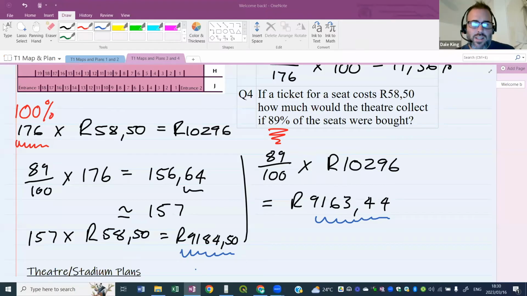Anybody? Why is there a slight difference in our answer here? We're doing the same thing. On the left, we said 89% of the seats. And on the right, we said 89% of the Rand value. Why are we getting a different answer? Some brave soul. Anybody out there? Going once. Going twice. Going 3 times. And a full time.